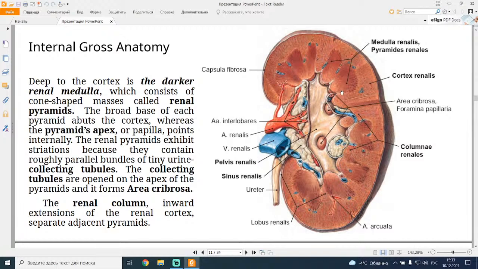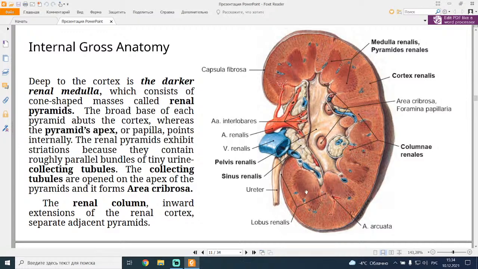Deep to the cortex is the dark renal medulla, which consists of cone-shaped masses called renal pyramids. The broad base of each pyramid abuts the cortex, whereas the pyramid apex, or papilla, points internally. The renal pyramids exhibit striation because they contain roughly parallel bundles of tiny urine collecting tubules.